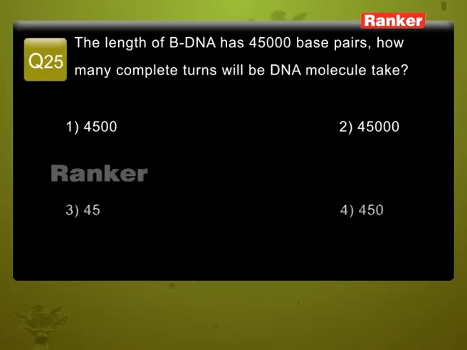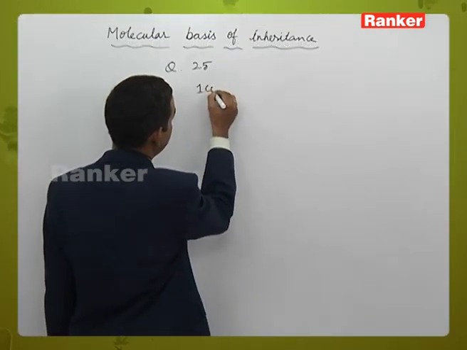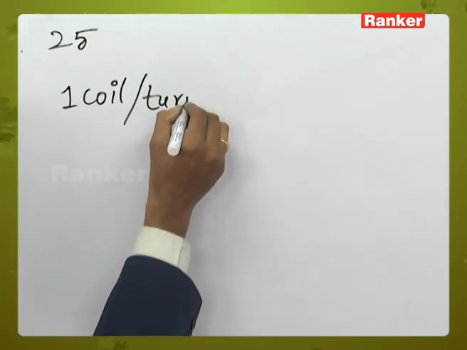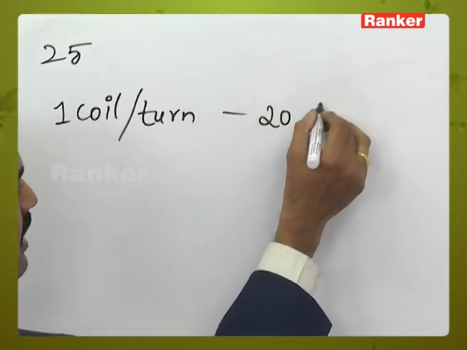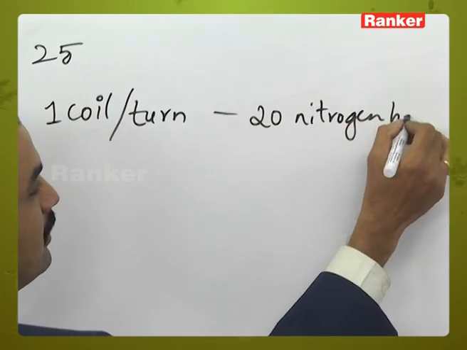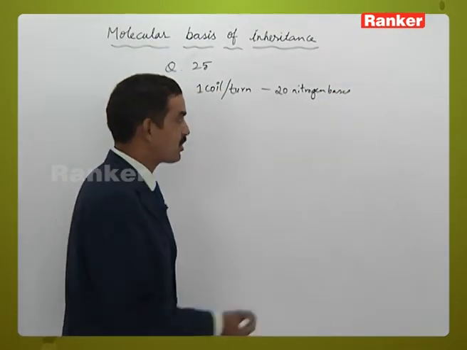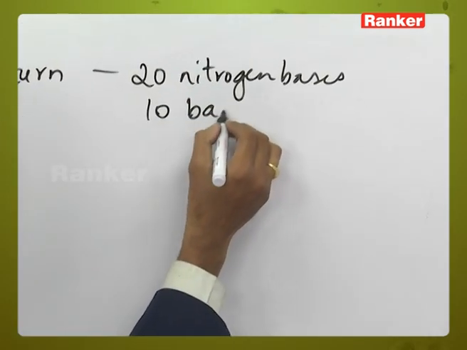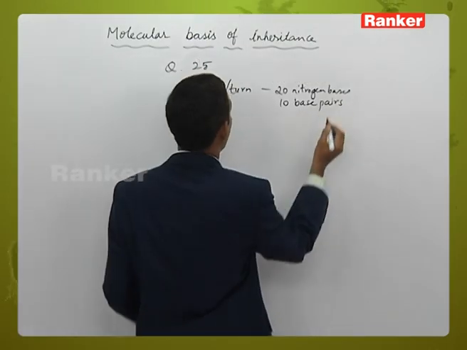Question number 25, the length of bDNA has 45,000 base pairs. How many complete turns will the DNA molecule take? Options: 1. 4,500, 2. 45,000, 3. 45, 4. 450. Here we know that one coil or one turn of DNA contains 20 nitrogen bases, or 10 base pairs. Nitrogen base pairs are only 10 in one coil.